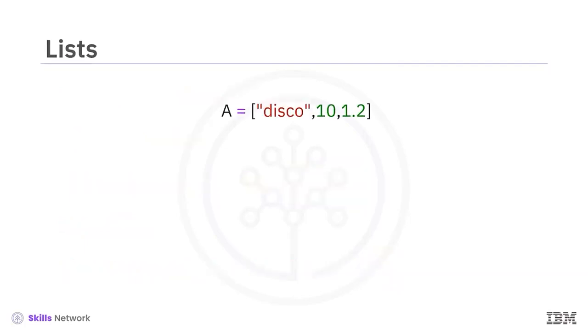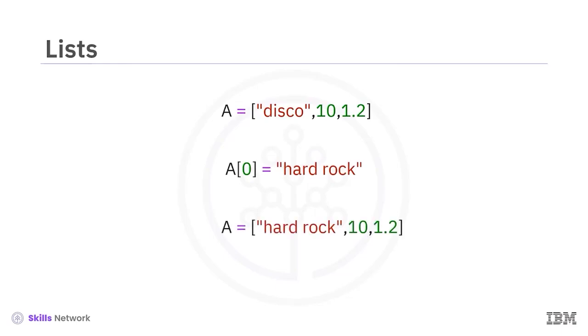As lists are mutable, we can change them. For example, we can change the first element as follows. The list now becomes Hard Rock, 10, 1.2.